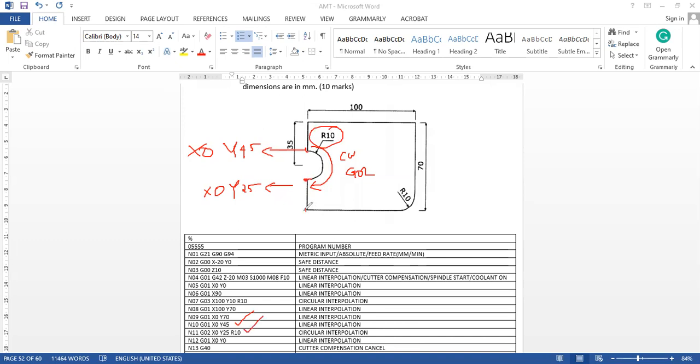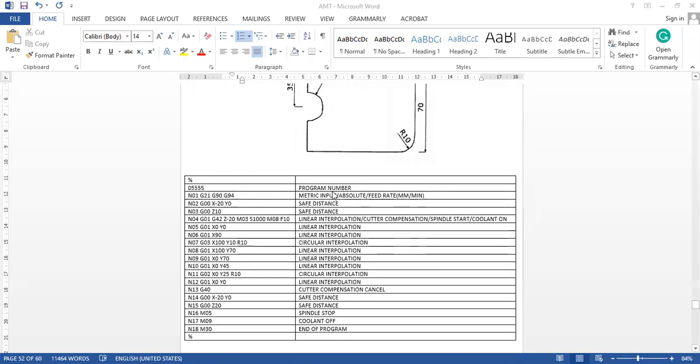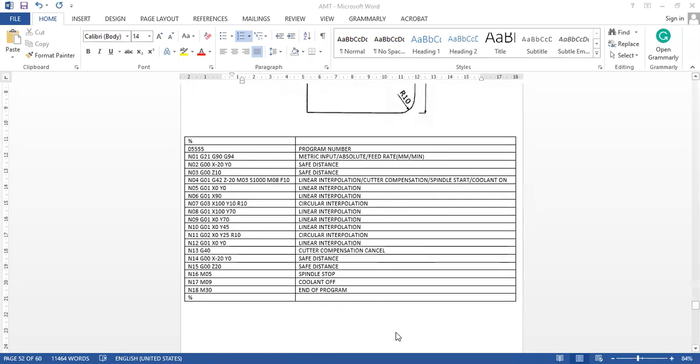Then from this point to this point, this point is 0, 0. That's why X0, Y0. Then G40 means cutter compensation cancel. Here G42 means you have to consider the radius of the cutter. That's why you give the code G42 cutter compensation. And once the operation is completed, you just cancel the cutter compensation.